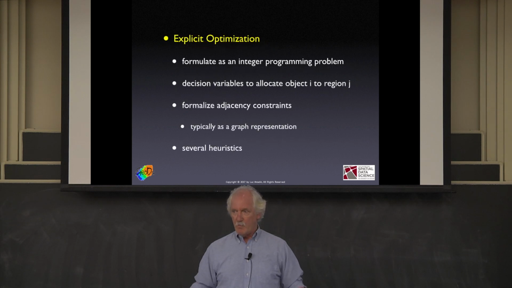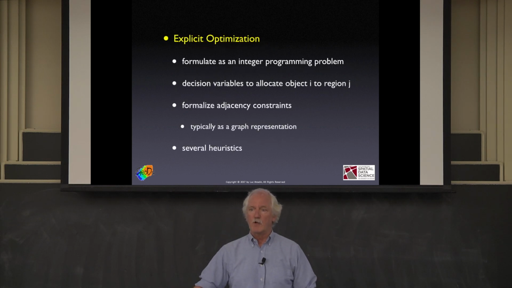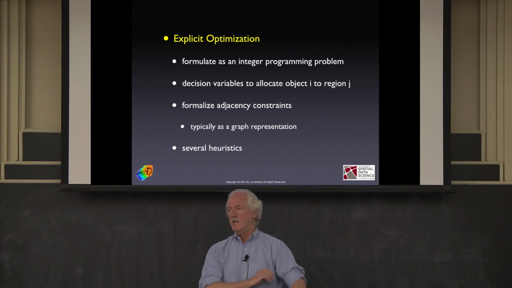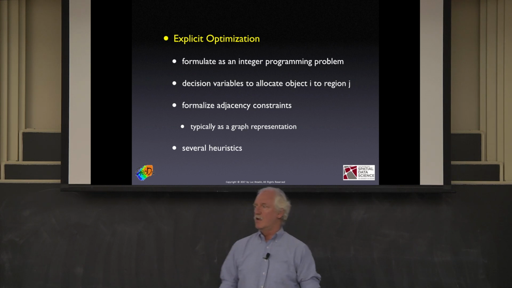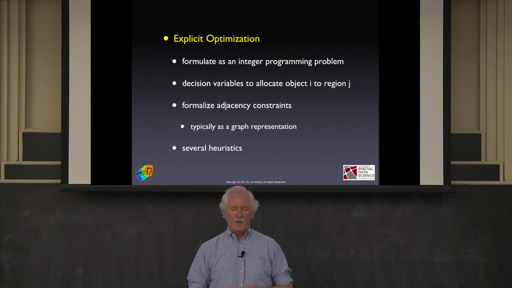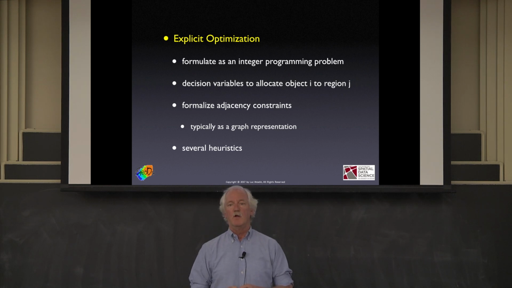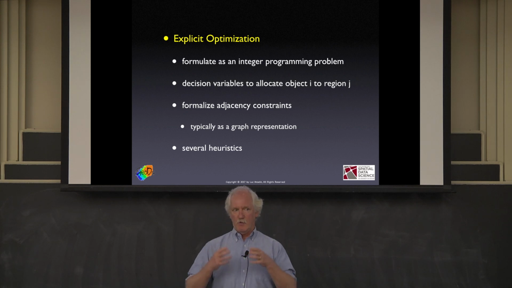And then the most difficult approach, but also the most, in some sense, theoretically satisfying, is to formulate this as an explicit optimization problem. Specifically, this is an example of integer programming. It's called integer programming because the decision variable, the variable that you use in your objective function, is a 0, 1 variable.